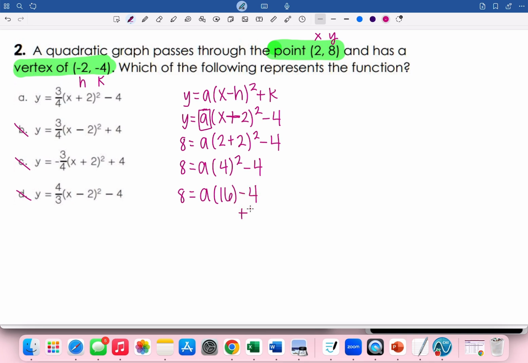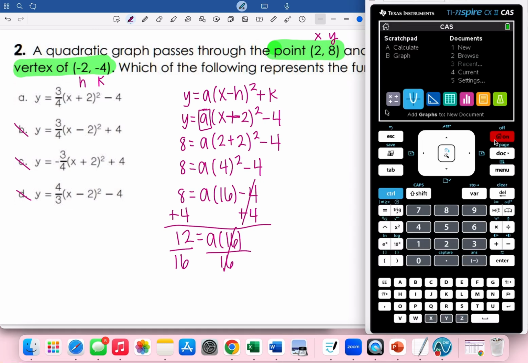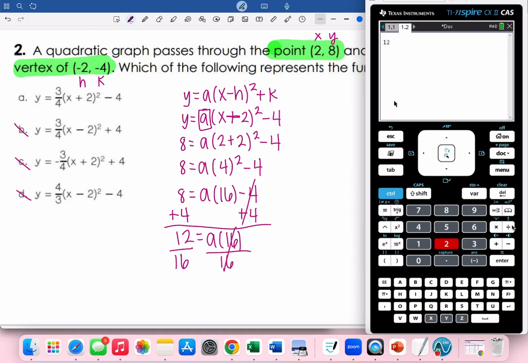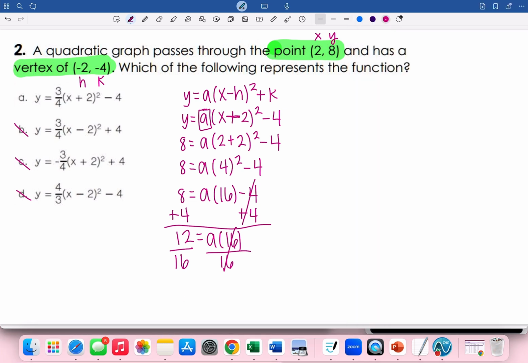Next step, I'm going to add 4. I'm going to remove that constant. And 8 plus 4 gives us 12. Again, I'm solving for a. So my last step is to divide by 16 on both sides. When I plug 12 divided by 16 into my calculator, you'll see that I end up with 3/4. So here, a equals 3/4. This is what I plug back into my original equation up top to get y equals 3/4 times (x plus 2) squared minus 4.